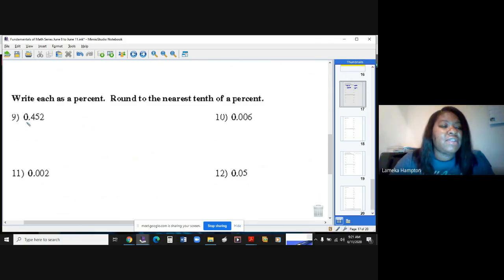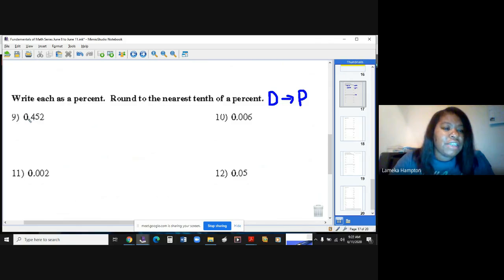So here I have 0.452, or mathematically speaking, that would be 452 thousandths. That's how I would read the problem mathematically. Now remember, to go from a decimal to a percent, you're going to do the opposite of what we did above. You are going to move your decimal 2 places to the right, and then you're going to add your percent sign.